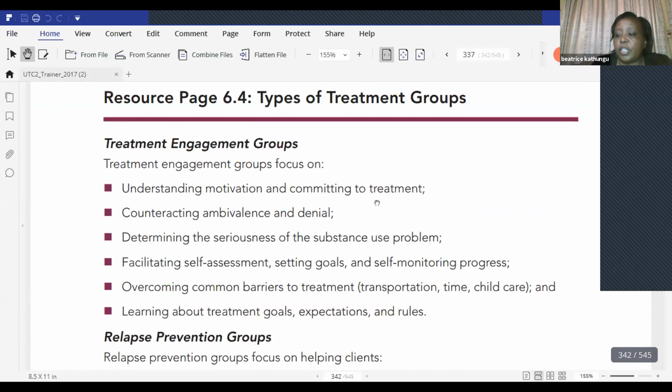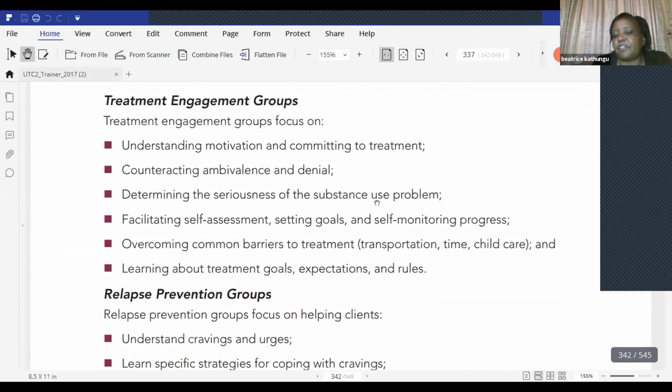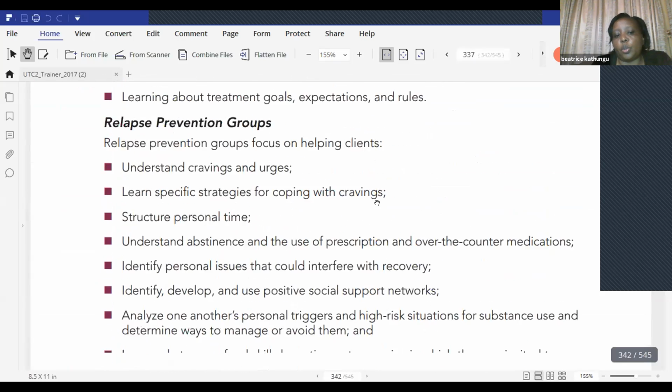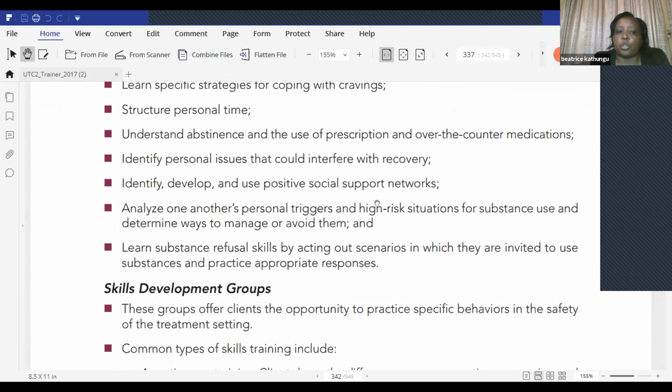Now 6.4 is another resource page which focuses on types of treatment groups. And you can see again, it emphasizes that these groups focus on understanding motivation of the client, especially the treatment engagement groups. You can also have relapse prevention groups. You can also have skills development groups. So what we are saying is, if you want to make group work useful, understand what your goal is. Is your goal to equip the client with a certain skill? What skill is that? What stage of recovery are your clients at?